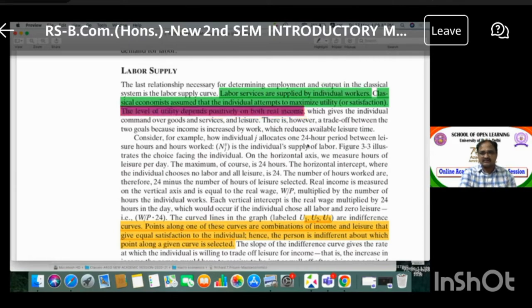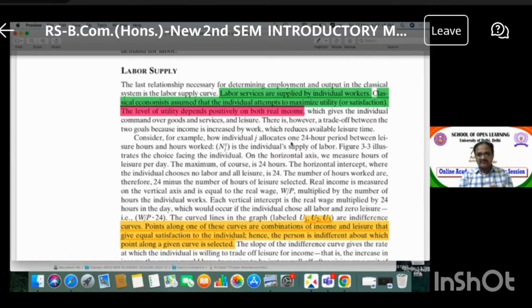The level of satisfaction or utility depends positively on real income. What is this real income? The real income is the income level you are getting. Satisfaction, how can you get satisfaction? More working, more wage rate, more real income, more satisfaction. How does he get more income? He works more hours. If he works more hours, he gets more income. So with a higher level of labor input, you get more satisfaction.